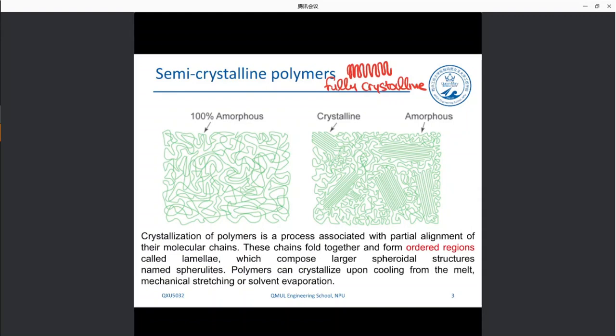So besides the fully crystalline phase, we have the amorphous state, okay? We talked about that. It is a disordered entanglement of polymer chains, okay? So it is disordered.